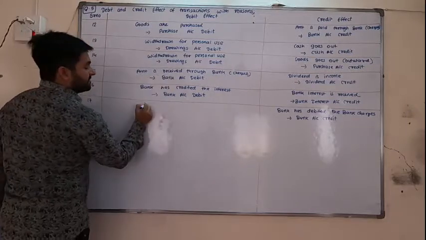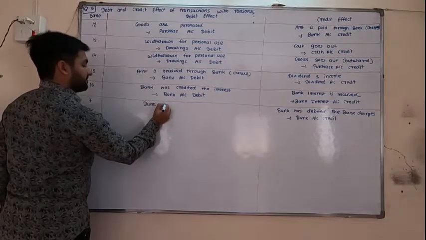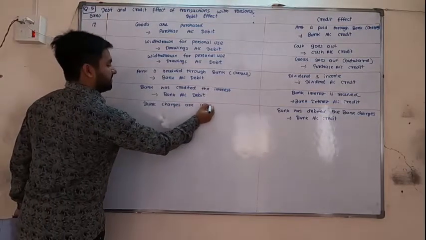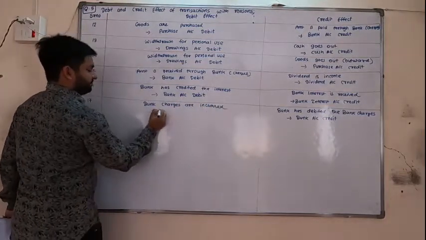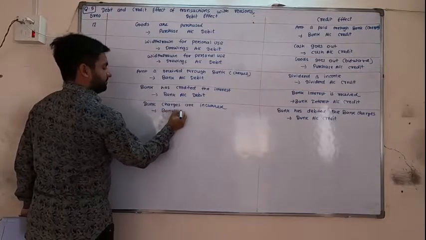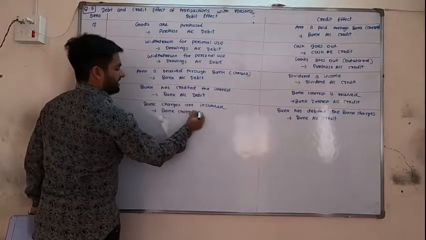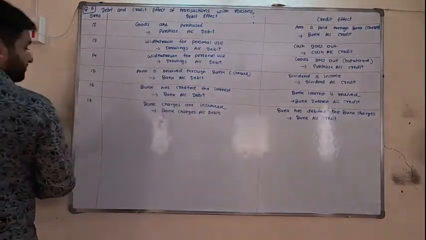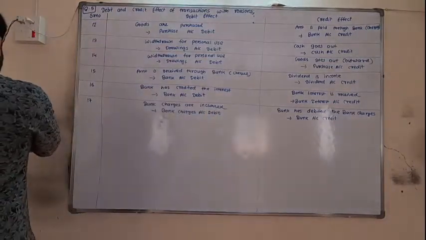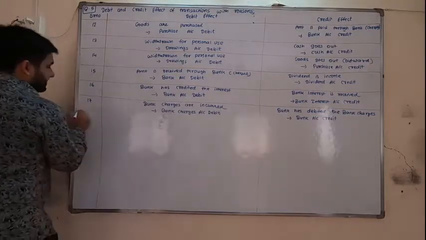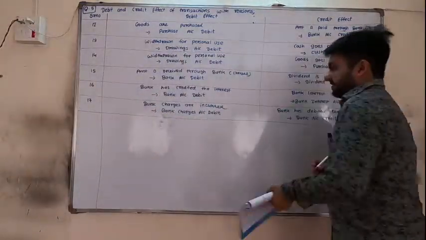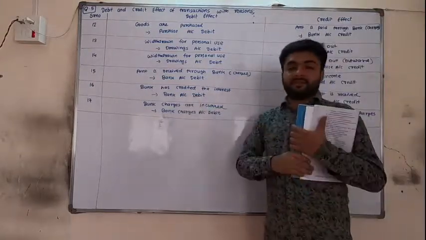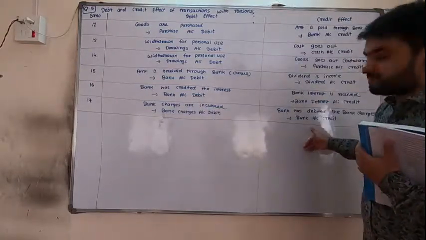Now bank is doing what? Bank charges. Bank charges are incurred. Bank charges account. You require this thing in the next chapters also. So friends, I am telling you, this is a very simple hint to understand: if bank is crediting, we should debit the bank. If bank is debiting, we should credit the bank.